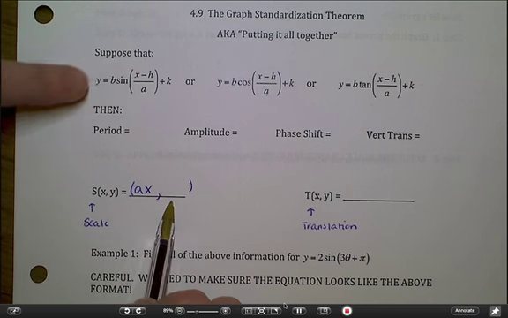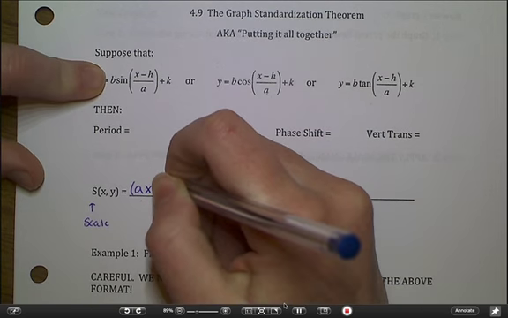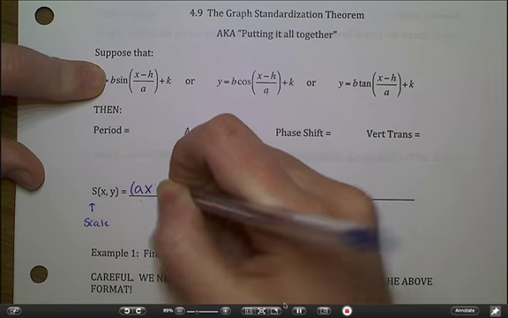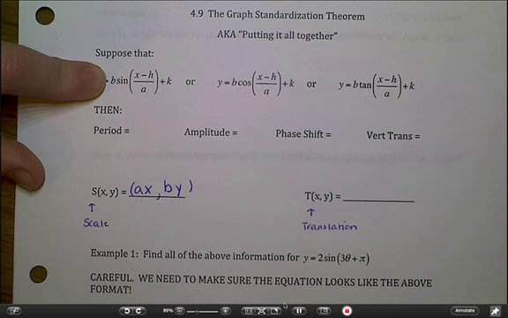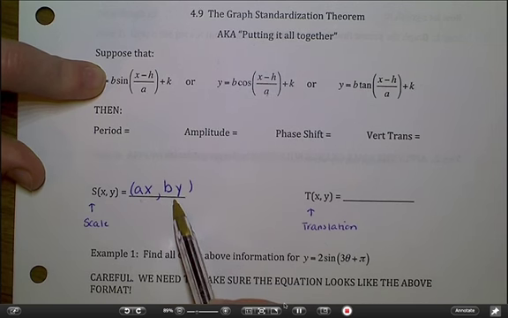The number that goes with y is a little bit easier. It's whatever number is on the outside, which for all three of these was b. And so that gets you some sort of horizontal stretch or compression and some sort of vertical stretch or compression.